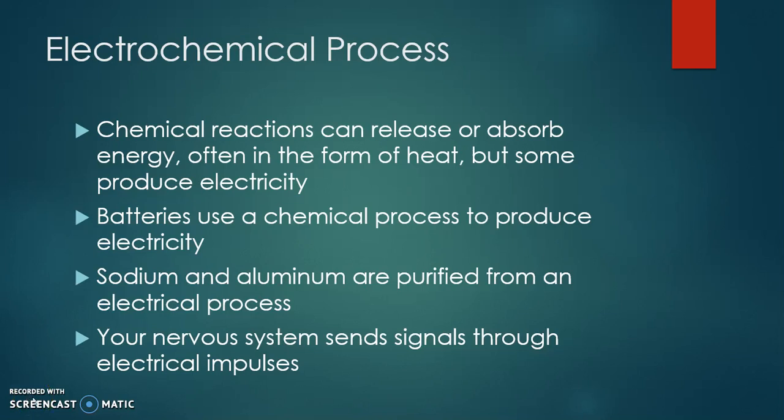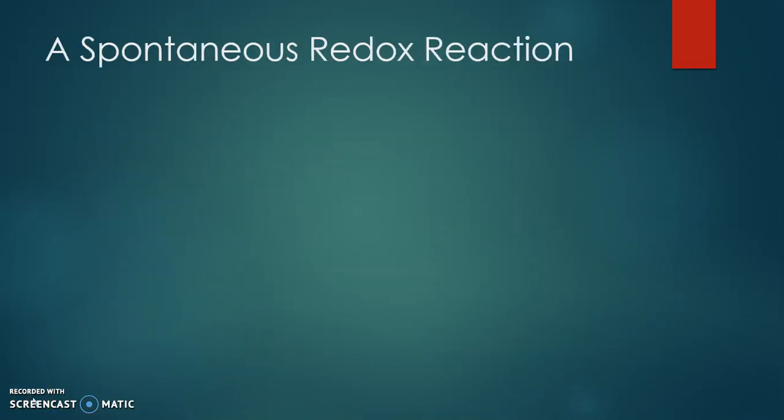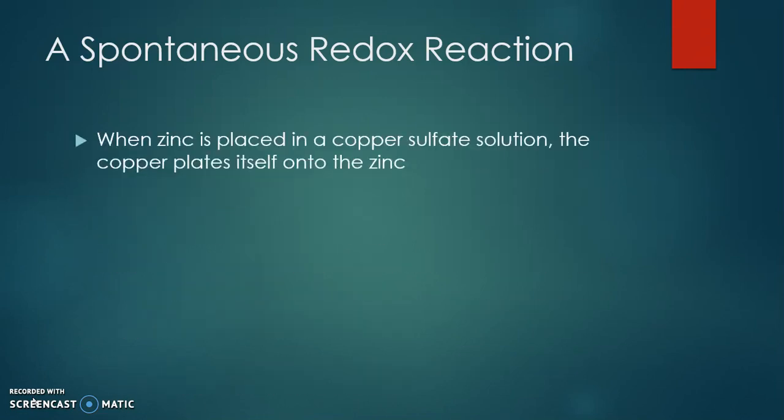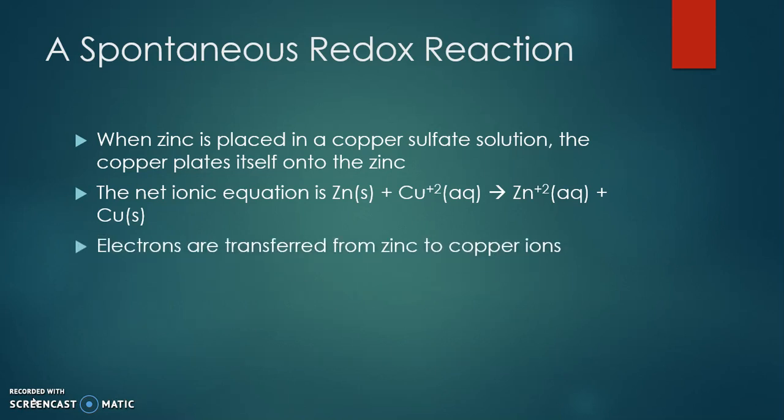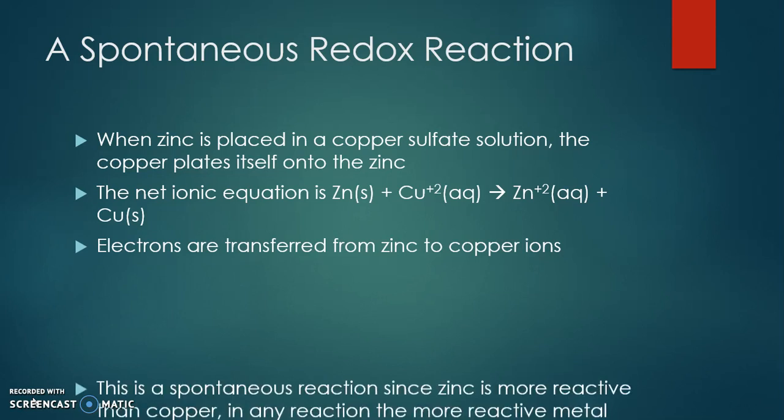So these occur in a spontaneous redox reaction. We'll take a look at zinc with copper sulfate, where zinc is more reactive than the copper. It's going to replace the copper in the sulfate, and the copper is going to plate itself onto the zinc. The ionic equation is zinc plus the copper ions in the copper sulfate making zinc ions and copper. So electrons are being transferred from zinc to copper as zinc is oxidized and copper is reduced.